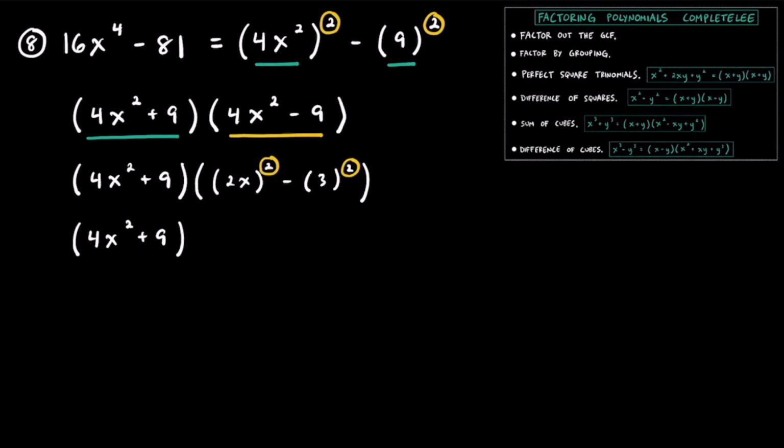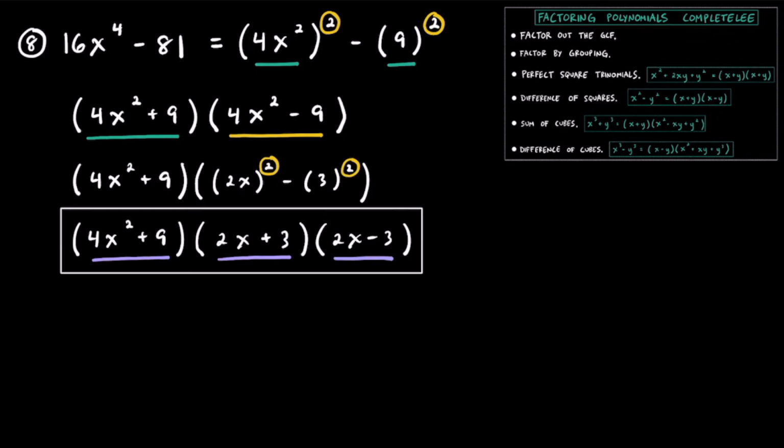So fully factoring this out, we can say this is going to be 4x squared plus 9. That was a quadratic, but it's not factorable. And this is going to factor into the sum of 2x plus 3 multiplied by the difference of 2x minus 3. All right, so this right here in the beginning is a quadratic, but it's not factorable. This is linear, which is not factorable, and this is also linear, which is not factorable. This right here is the fully factored version for this polynomial.